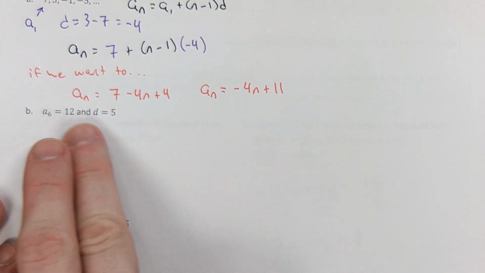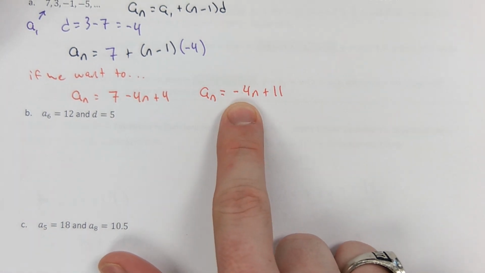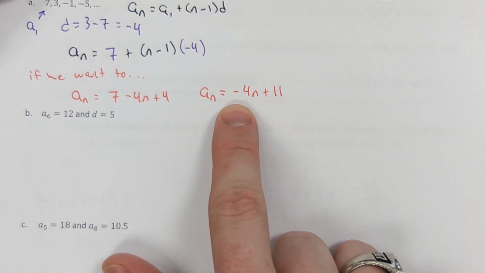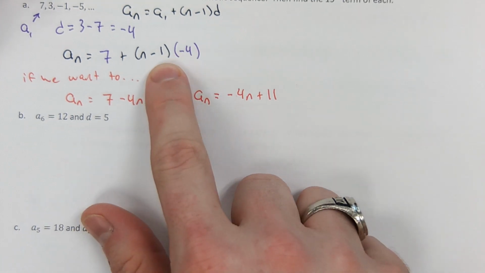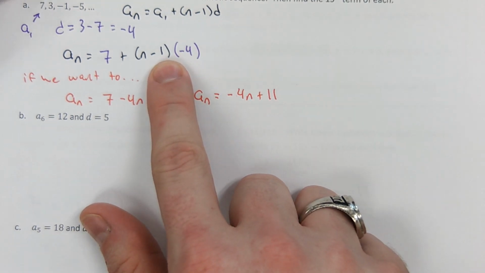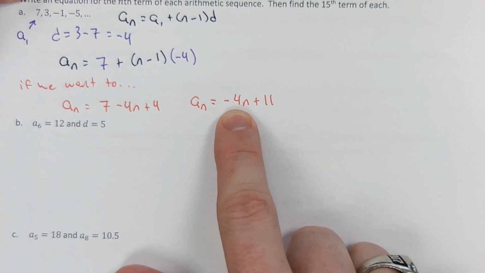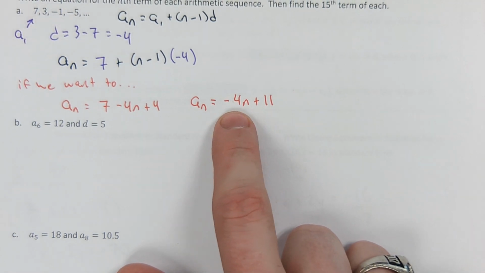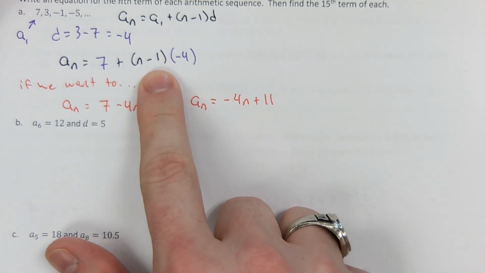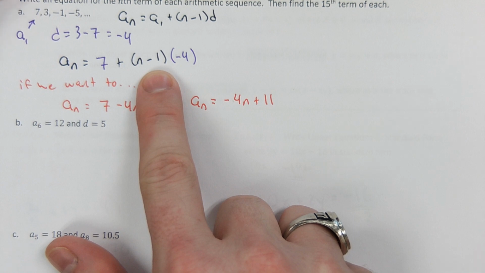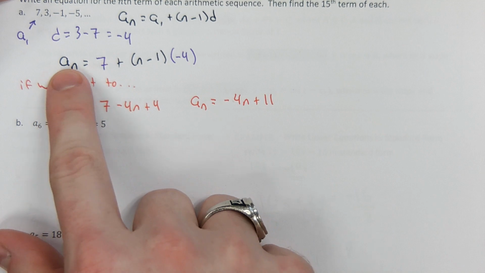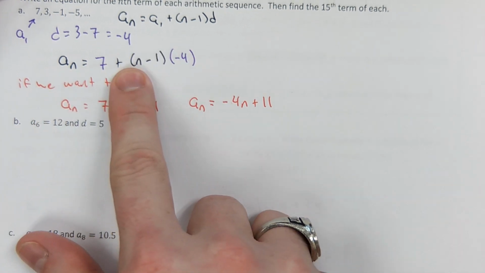I could use this now to find the 15th term. Just plug in n equals 15. And it would be exactly the same as if I just plugged n equals 15 into this. I don't want to do it to this just because I don't really use this, let's call it linear model, for arithmetic sequences very often. I'm a fan of sticking with this format, which, I don't know if you caught this, looks remarkably similar to point slope form. If this said a_n minus 7 equals m times n minus 1, wouldn't that look like point slope?